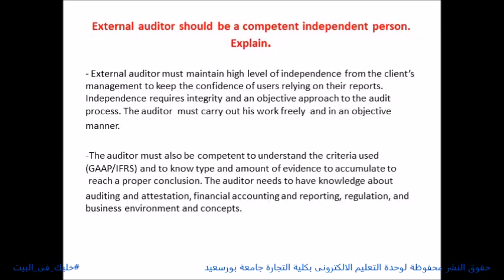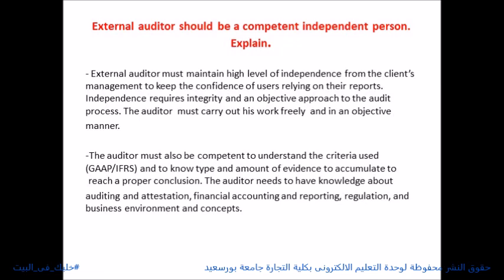Number 7. External auditor should be a competent independent person. Explain. External auditor must maintain a high level of independence from the client's management to keep the confidence of users relying on their reports. Independence requires integrity and an objective approach to the audit process. The auditor must carry out his work freely and in an objective manner.